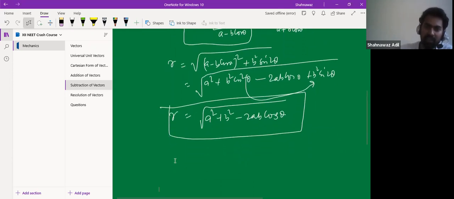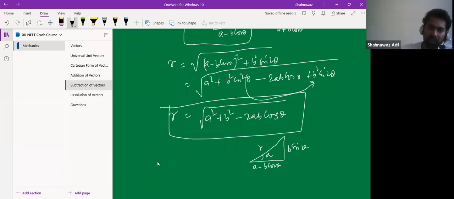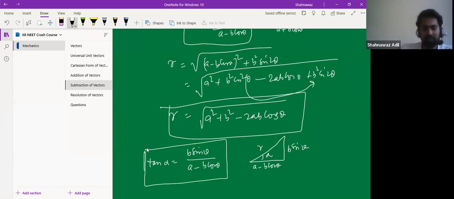And for the angle, you have the triangle with angle alpha. This is the resultant, this is A minus B cos theta, and this is B sine theta. So the tangent of the angle will be B sine theta upon A minus B cos theta. Understood?